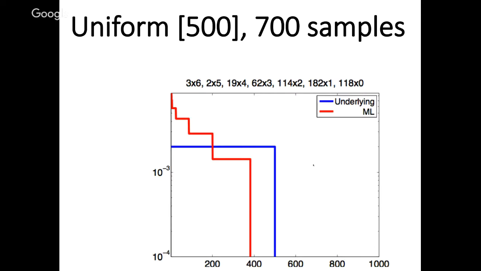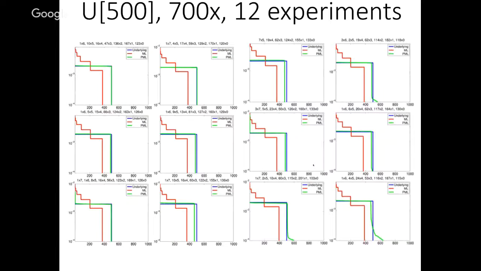With 700 samples, they saw three elements that appeared 6 times, 2 elements that appeared 5 times, 19 elements that appeared 4 times, and finally 118 elements that did not even appear. They took this profile and ran profile maximum likelihood on it, and they ended up with this green curve that looked much better than the red one. Okay, this is just one plot, right? So what they did was to run the experiment many more times, and almost every time they got something that was pretty good.